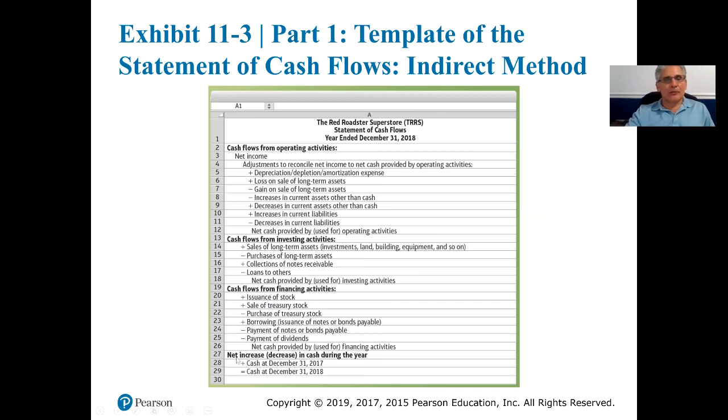The bottom line summaries, we're going to take the cash at the end of the prior year, which in this case is December 31st, 2017. We're going to take that number and add or subtract based upon what our total cash flows were for the company for that period. And then that's going to give us the cash at the end of December 31st, 2018, or the end of the period.